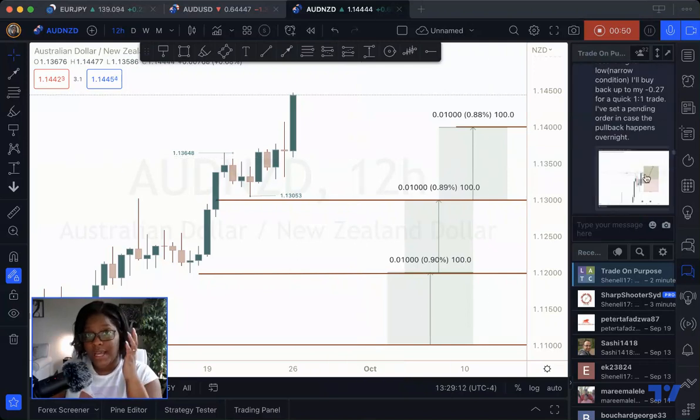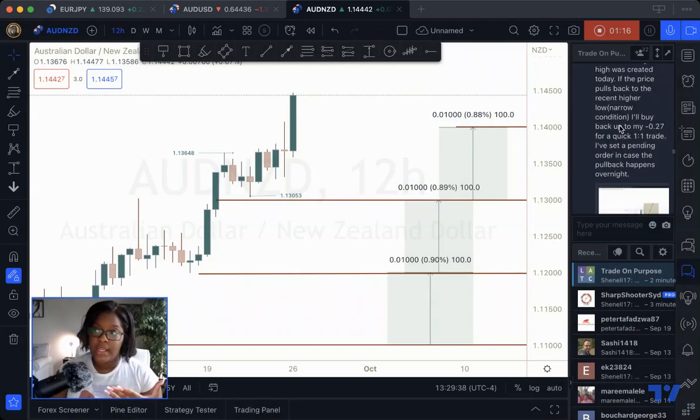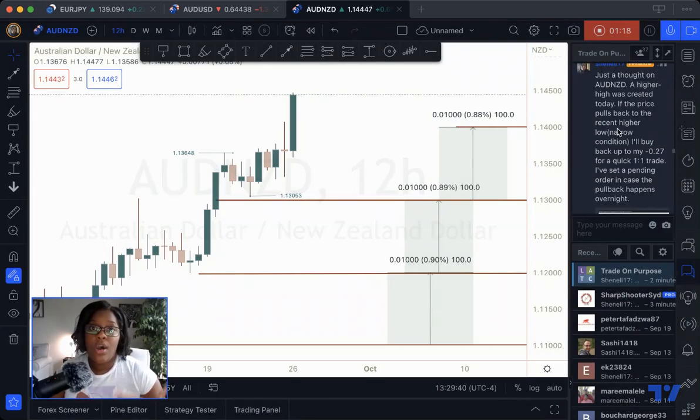I'm going to show you guys what the analysis was here on this currency pair. So basically, I sent this out last Thursday before this move actually happened to the upside. I was telling my students and clients, hey, I see that price could have a potential pullback because we just made a new high at 113.7. I'm thinking price is going to pull back down and then we're going to buy back up into our negative 27. So you guys can see that I have the written analysis over here as well.